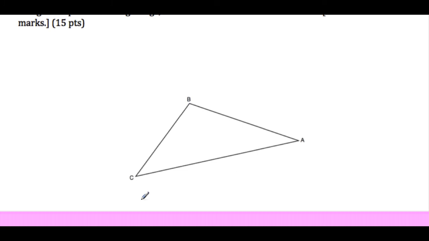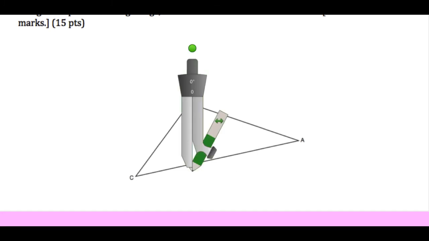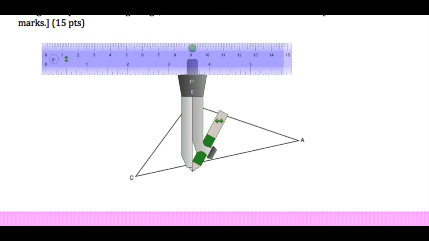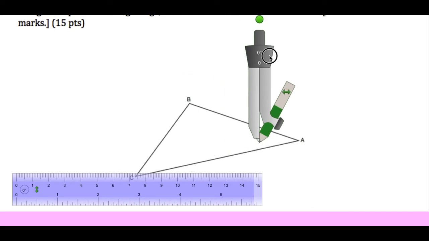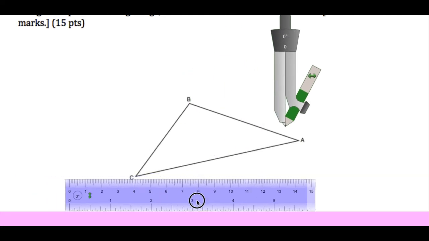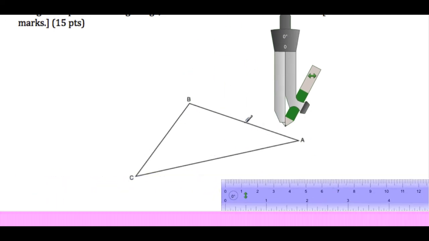Alright, number 12. Once again, we're going to use the compass and a ruler. Here is my compass. Here's my ruler. Whenever I use this, it's quite amazing that we can use this one with the computer. Kind of funny. All right.